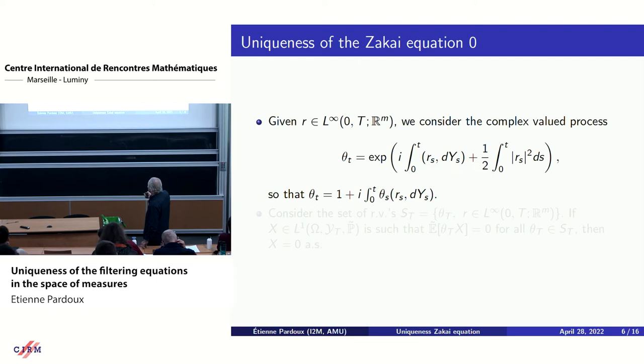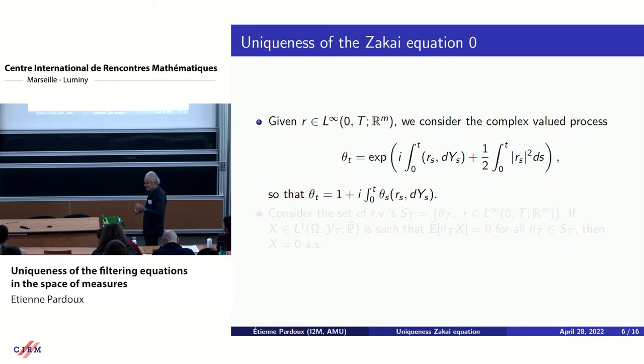And of course, i is the square root of minus 1. This is a complex valued process. I could, of course, delete the i and put one minus 1 half here, but then my theta t would be in all L^p. Here, the big advantage of introducing this complex valued process is that I get something which is bounded, and that will be very comfortable in the next derivation.